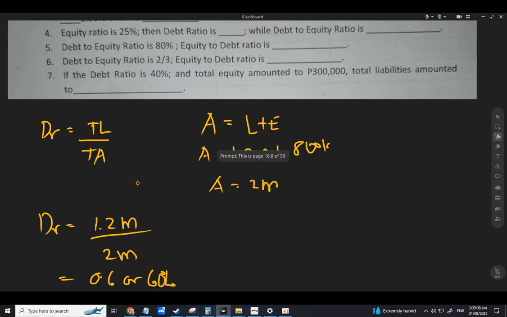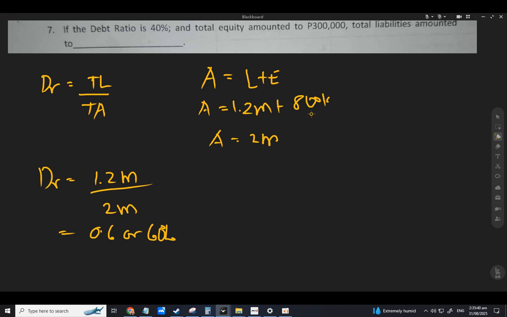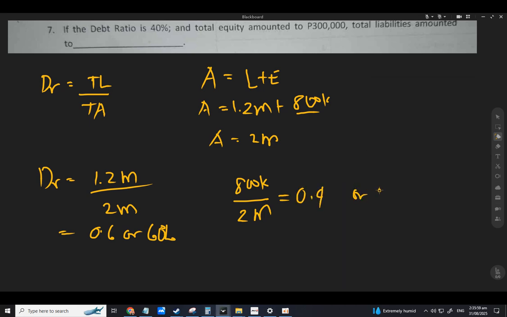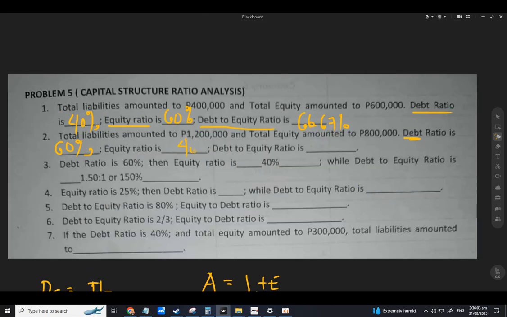How about the equity ratio? We have 800K, or 800,000, divided by 2 million, and that will be 0.4 or 40%. So it is 40%.